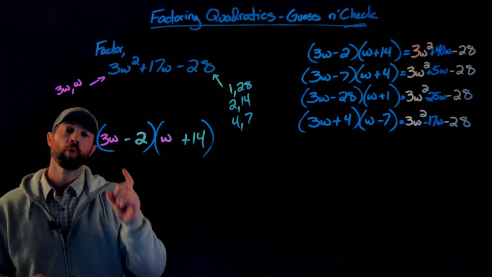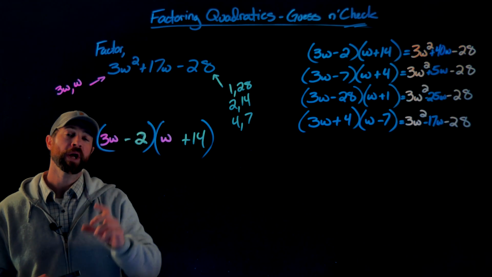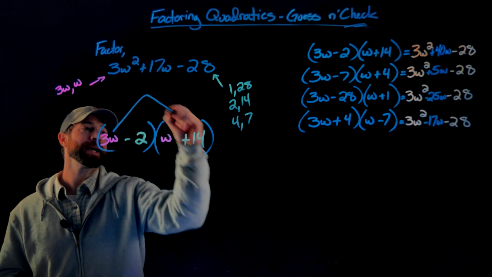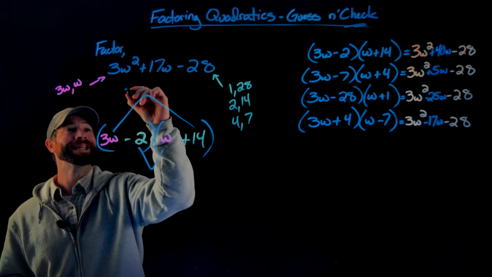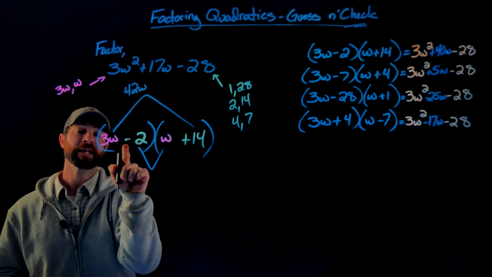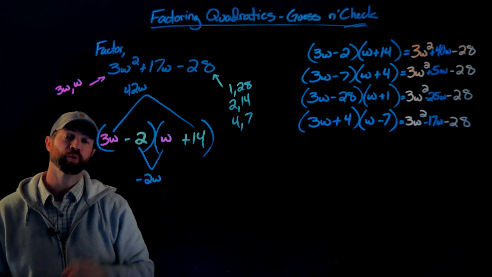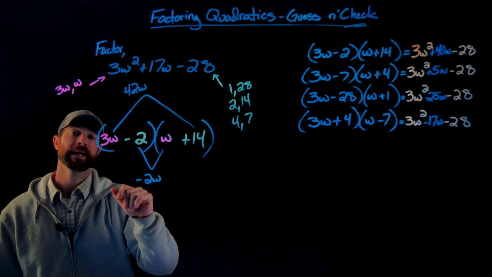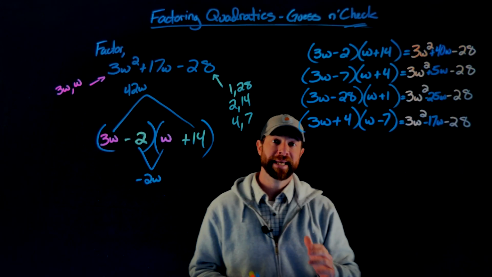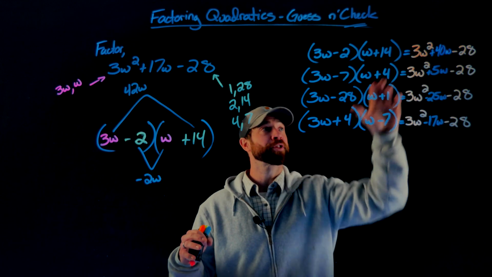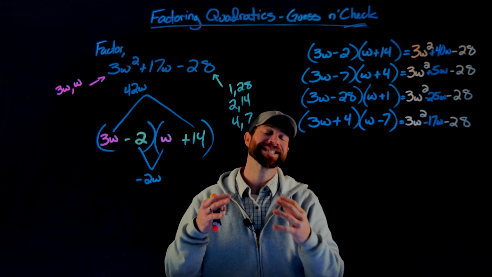Now when we check, what we're checking to see is whether we end up with the middle term of a plus 17w. Those multiplications come from this times this and this times this right here. So 3w times 14 is 42w. Negative 2 times w is a negative 2w. This multiplication of these binomials would result in a middle term of a positive 40w. In fact, you can see over here, this is the first example I put right here. Again, I've manufactured it so that I did get the 3w squared and the negative 28, but this example here does not give me the plus 17w.